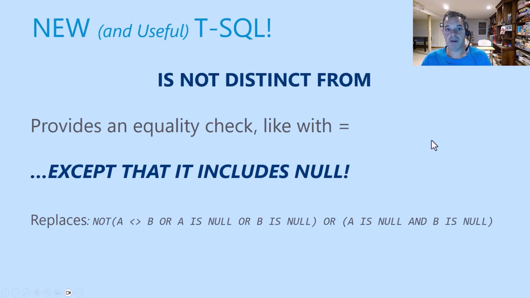IS NOT DISTINCT FROM is the opposite. IS NOT DISTINCT FROM checks to see are two values equal. And if it has null and something else, they're not equal. If it has two nulls, they're the same. Now again, null isn't a value, but it's checking to see are two things the same or not the same. If you happen to have two nulls, they're the same. If you happen to have null and something else, they're not the same.